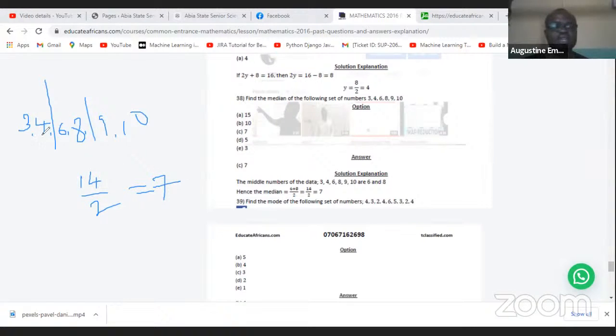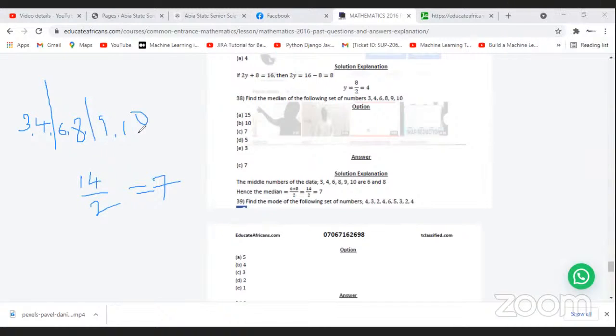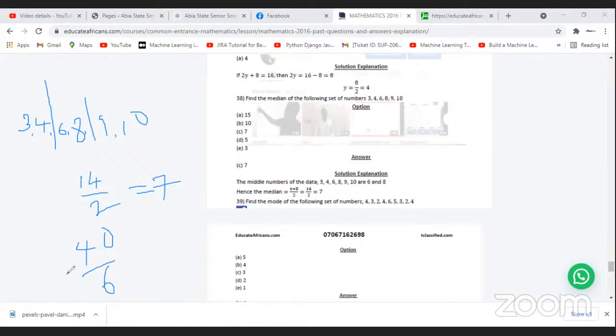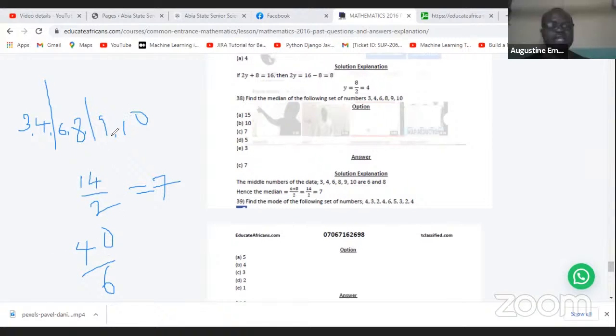So take note, if we were calculating the mean, it would have been the summation of all of them divided by 6. So the mean of these numbers would have been 3 plus 4, 7, plus 6, 13, plus 8, 21, plus 9, 30, plus 10. That's 40 over 6. That's what the mean would have been. So if you are told to calculate the mean, that's what it should be. But for the median, you have to take out numbers from both sides until you have the one remaining number. If it's not only 1, if it is 2, add up the 2 and divide by 2.